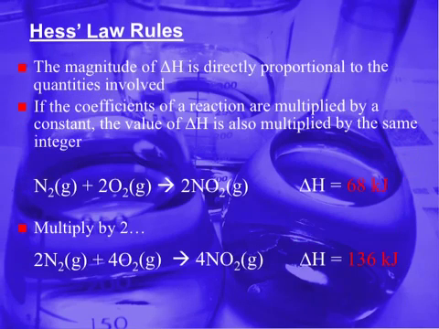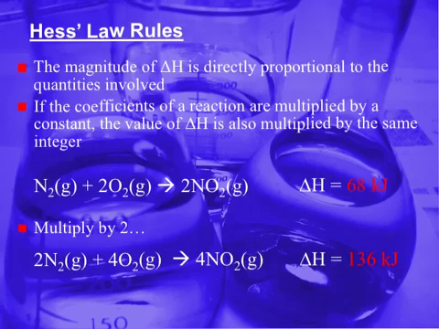The second Hess's law tells us if we multiply the balanced equation by a constant factor, we have to change the enthalpy of reaction as well. We have to change it by that same constant factor. It really means that the magnitude of the enthalpy is directly proportional to the amount of chemicals present. So if we double all the chemicals present, we should double the enthalpy of reaction as well.